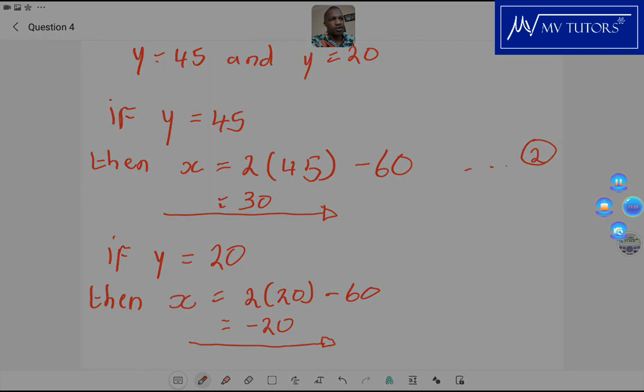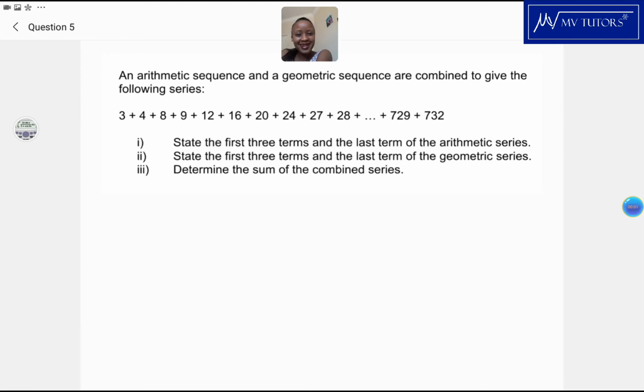Thank you so much. Alright guys, Figa just did question 4 and I'm doing question 5 right now. Alright, so it says an arithmetic sequence and a geometric sequence are combined to give the following series. Okay, so I have 3, 4, 8, 9, 12, 16, 20, 24, 27, 28, and the last two terms 7, 29, and 7, 32.